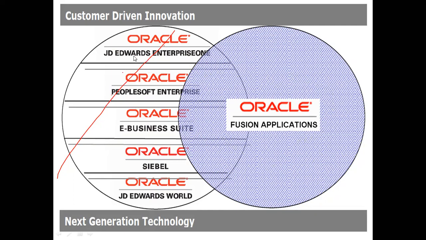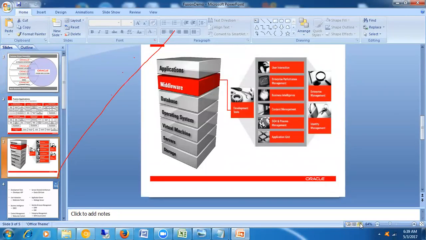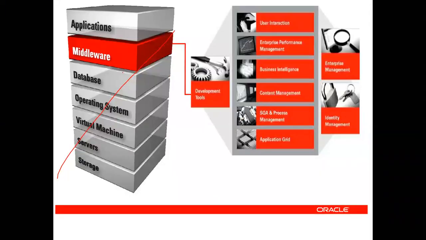PeopleSoft, Siebel and JD Edwards are almost not available. Oracle e-Business Suite is there, and most of the clients are using the Oracle applications. Oracle has told them that 2020 is the last date for Oracle applications. After that, they are going to concentrate more on Fusion applications. So after some time, there will be only one ERP from Oracle called Fusion applications.